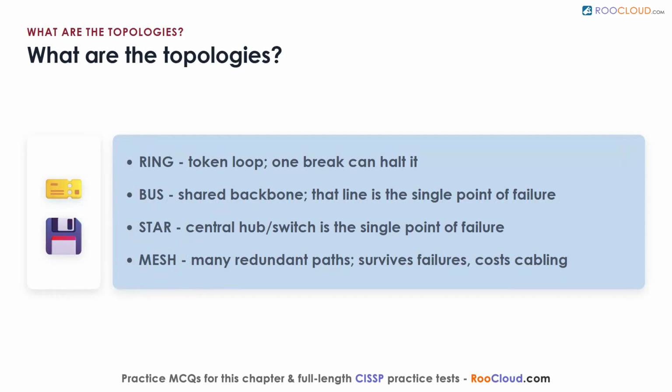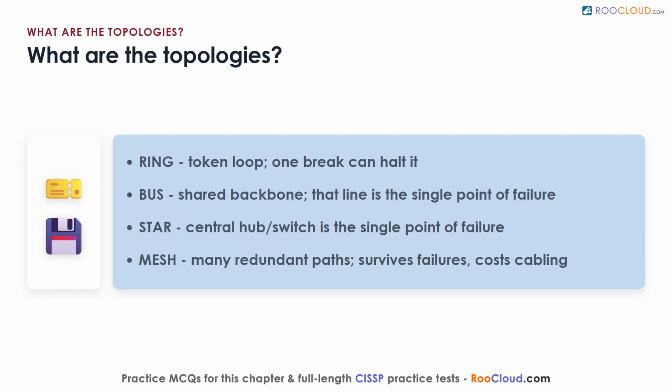There are 4 classic layouts, and each handles failure differently. A ring connects systems in a loop where a token grants the right to transmit, but a single break can halt the whole loop unless it has redundant paths. A bus ties every system to one shared backbone, so any one segment failing spares the others. Yet that central line is a single point of failure, and any disconnection can down the network.